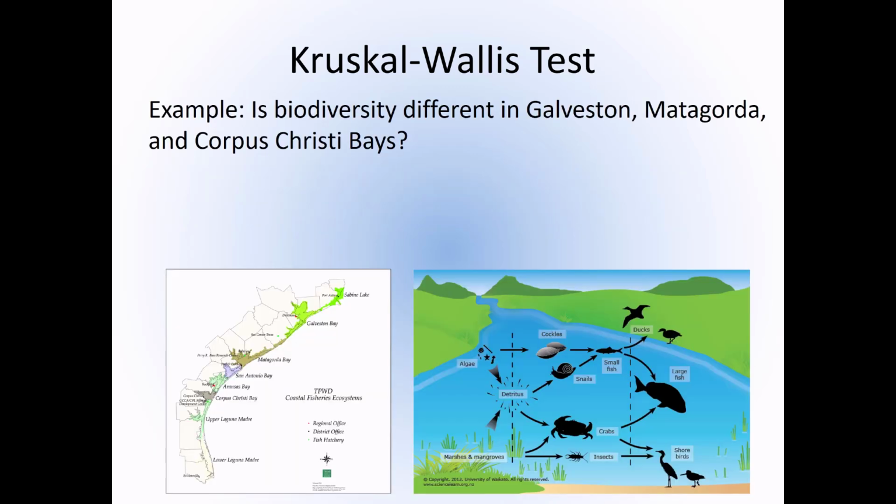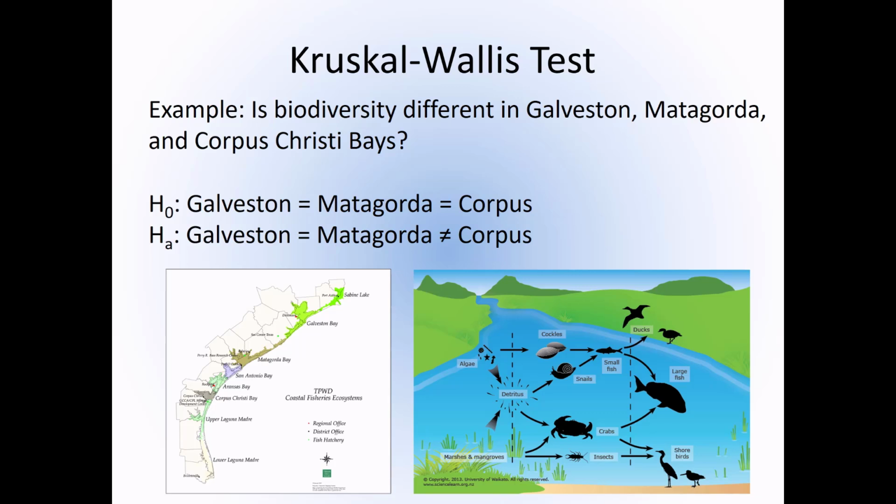So let's look through an example to see how this Kruskal-Wallis test works. Let's say that we're interested in biodiversity across our estuaries, and we want to see if there's any kind of difference across three of the estuaries along our coast: Galveston Bay, the upper coast, Matagorda Bay, the middle coast, and Corpus Christi Bay, the lower coast. And our null hypothesis is that the biodiversity is the same across each one of these ecosystems, and our alternative hypothesis can take a variety of different forms.